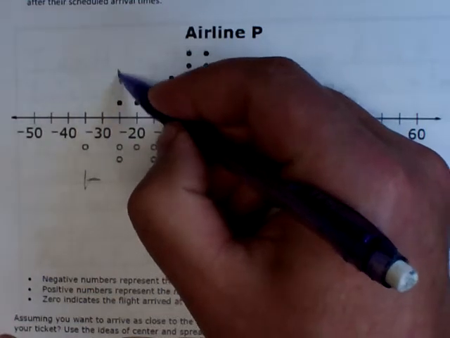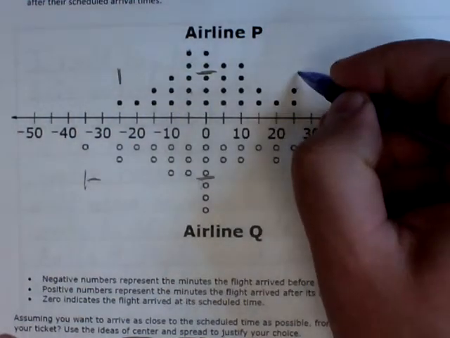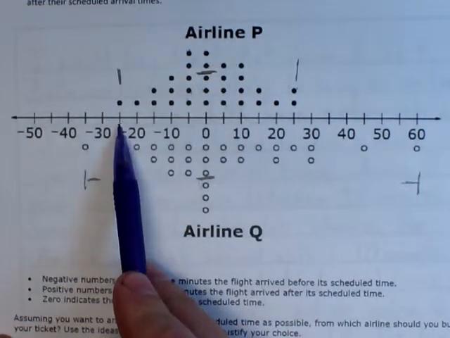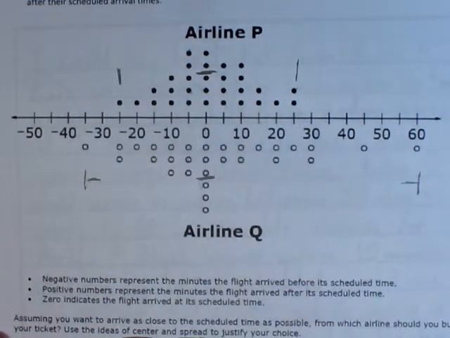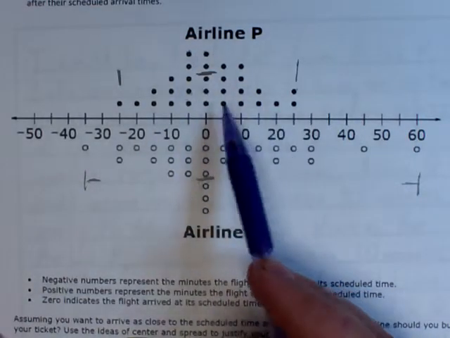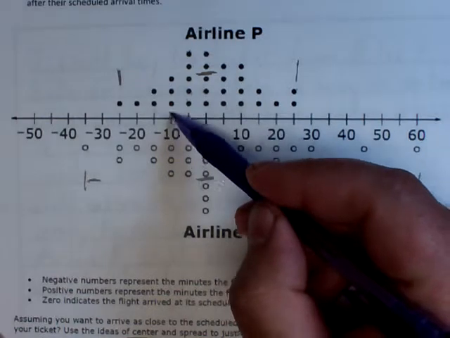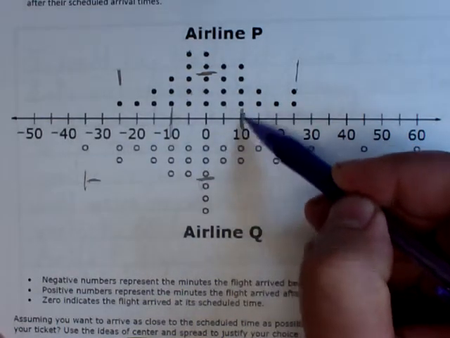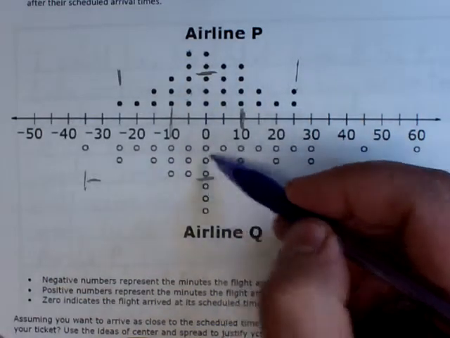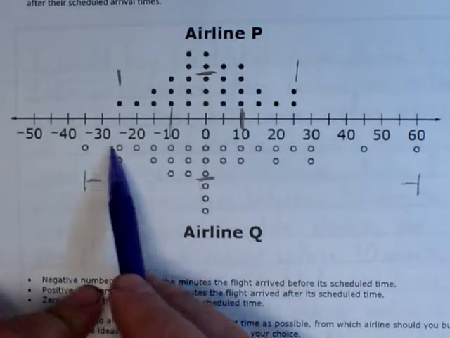Whereas for airline P, you see the range is much tighter, between 25 minutes early and 25 minutes late. Much more bunched in the center. So if you look at, say, 10 minutes before to 10 minutes after, it looks like there's more here for airline P than there are for Q, because for Q they're kind of spread out here.